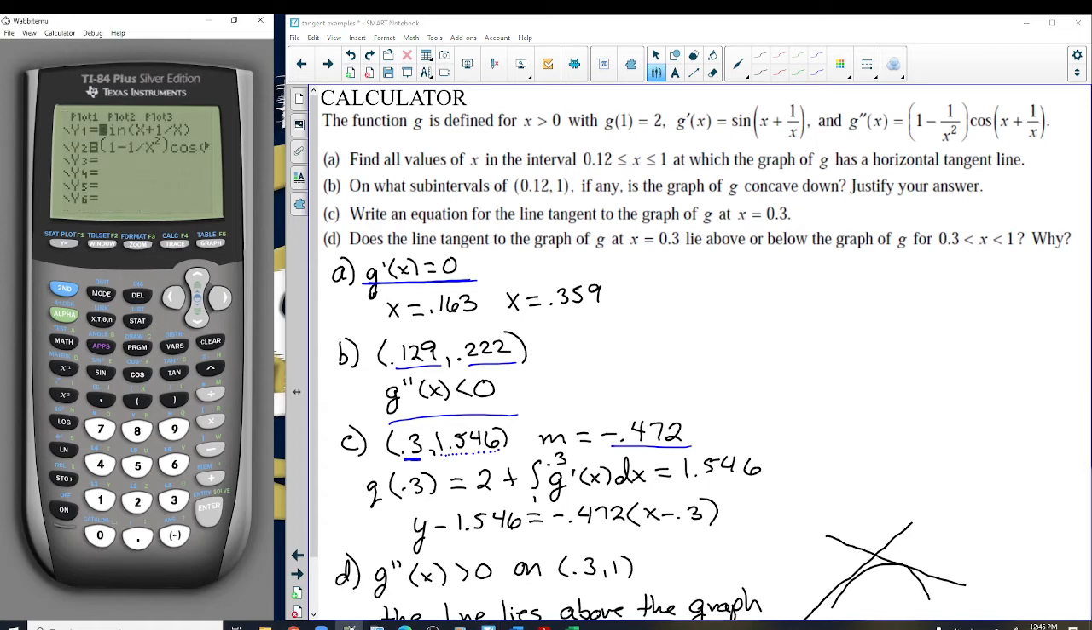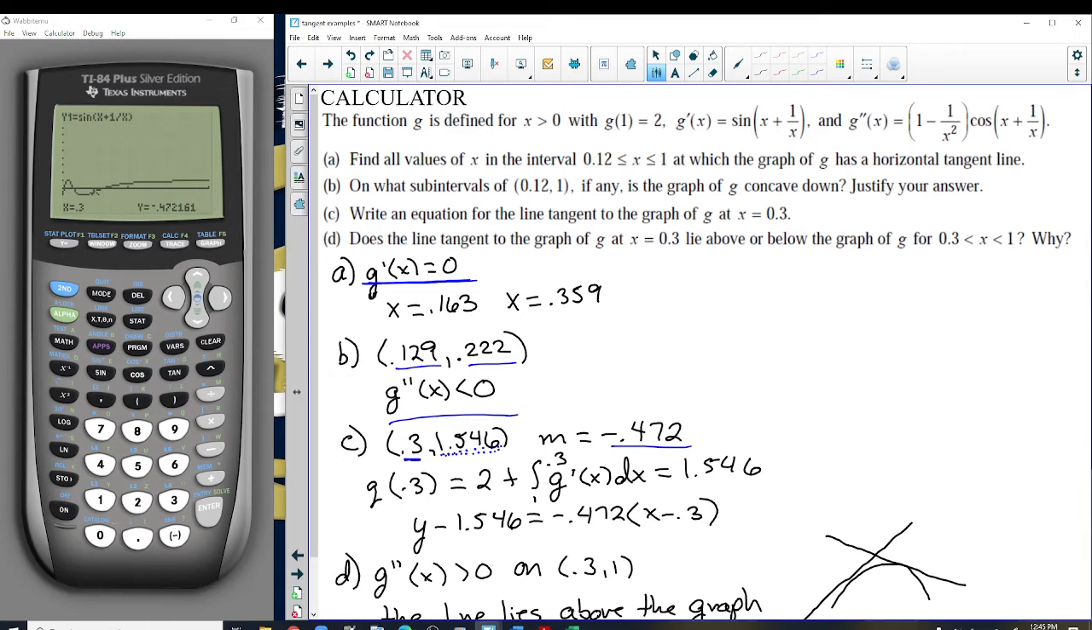So if I go back here, turn this back on, turn this off, and go calculate a value, I can do it right on the graph here. And we're going to calculate 0.3. And that's where I got negative 0.472. But now we need the y coordinate.